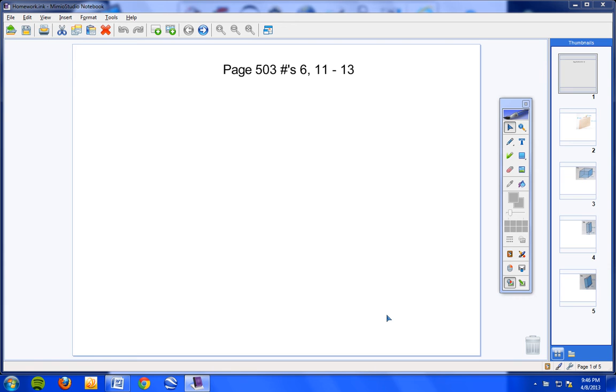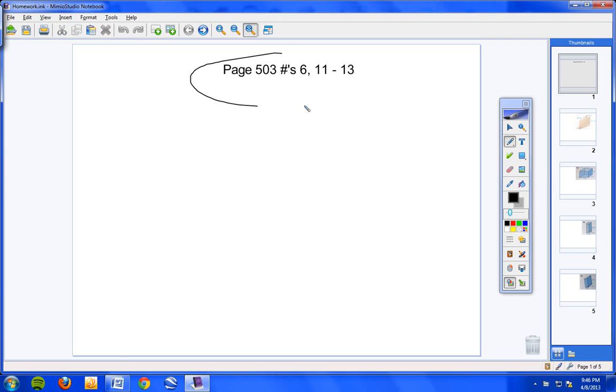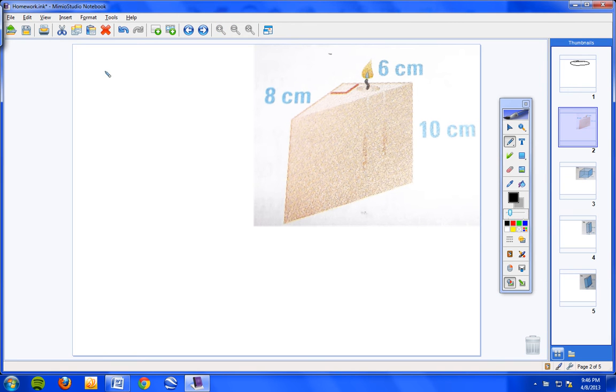All right, now, if this is not the assignment that you're on right here, then you are on the wrong video. Page 503, number 6 and 11 and 12 and 13. Now we're going to find the volume of all of these solids. Let's take a look at number 6 right off the bat. This is number 6. All right.